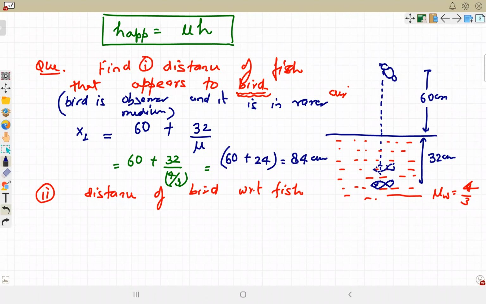60 will not change because it is in the same medium. When it goes into the other medium, like when we observe in the denser medium, then the depth will become 1 upon mu times. Likewise, when fish is the observer and it looks toward the bird, the actual height of the bird is h, but the height that will appear to the fish will become mu times more. So it will become mu times h from that medium.